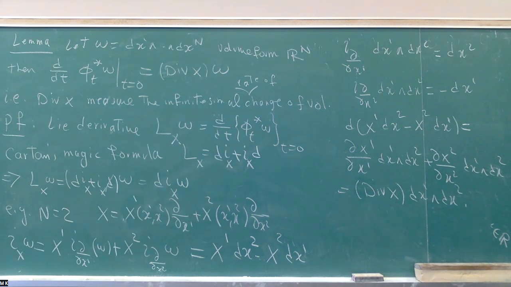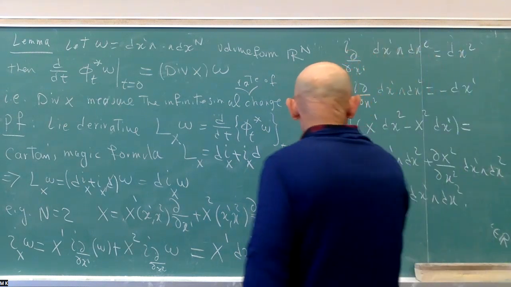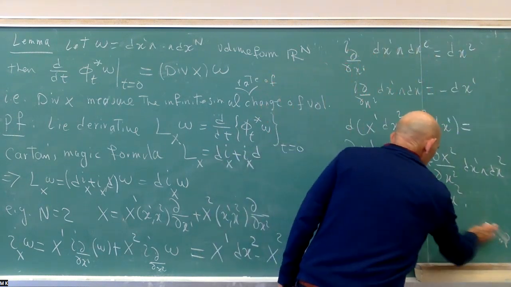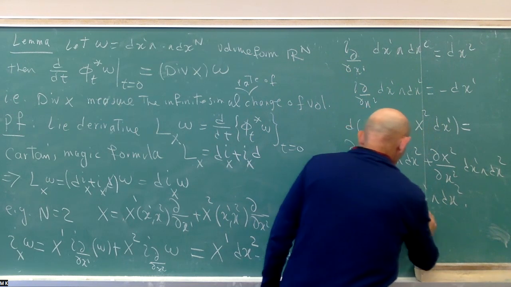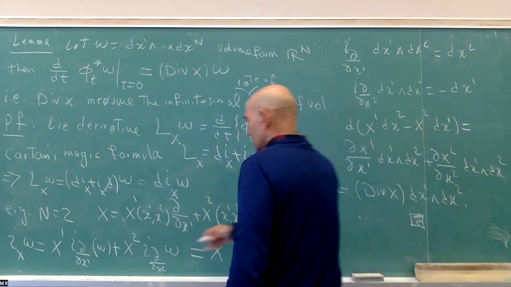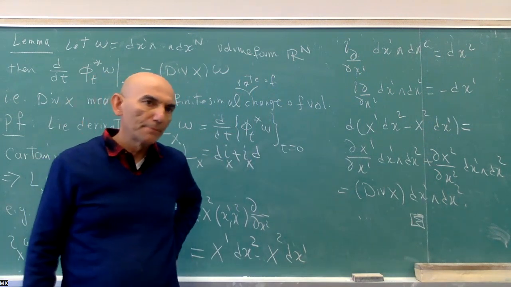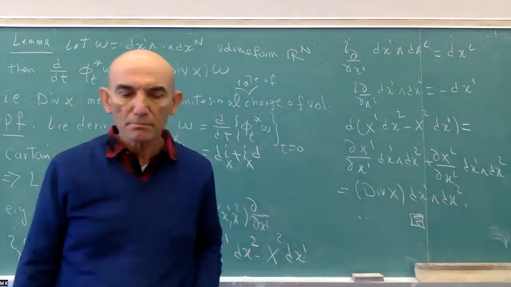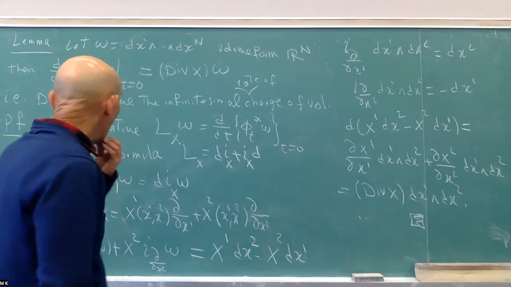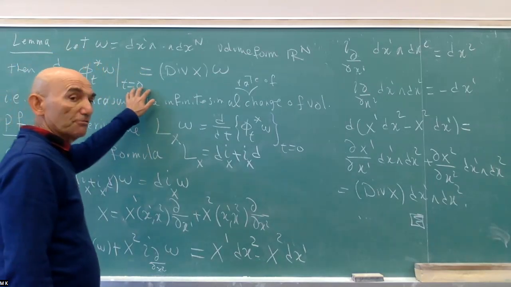So this is the proof for n equal to 2. In general, the same thing happens. You see the pattern now. It's easy to repeat this. Okay. So this is a very interesting formula.